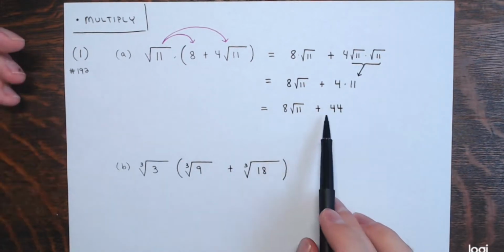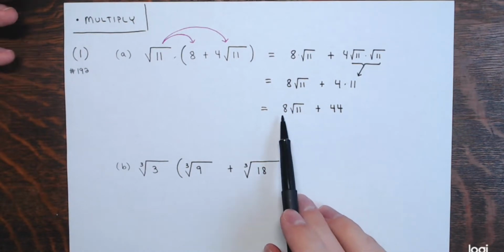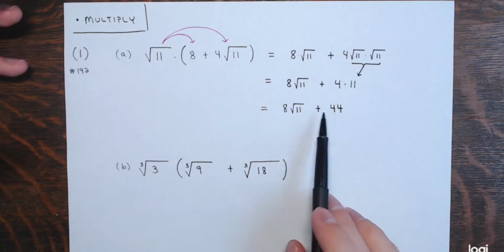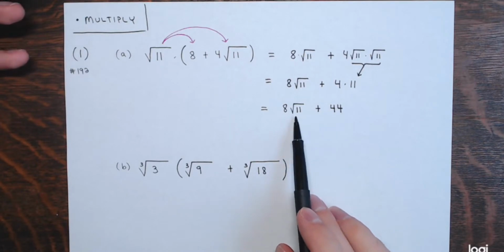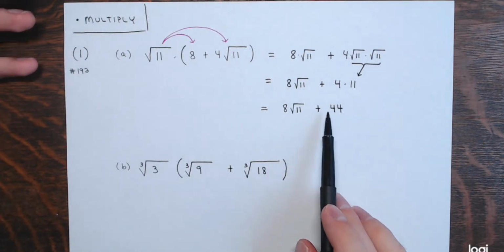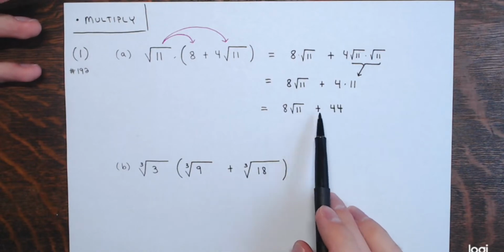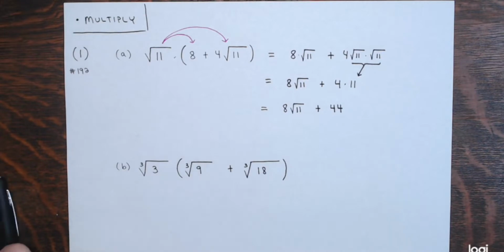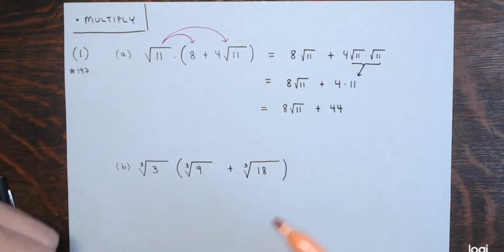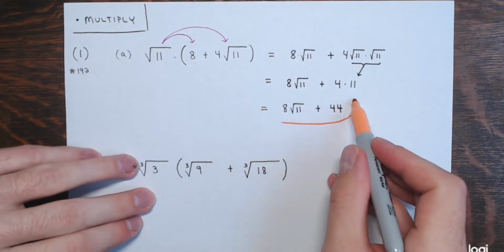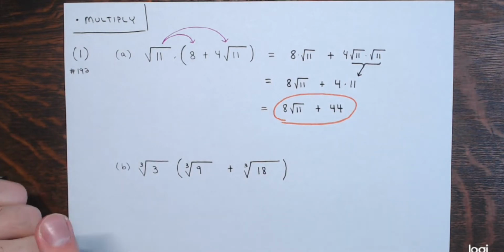And this is honestly as simplified as this gets, because you can't combine these. Don't put the 8 and the 44 together to make 52 times the square root of 11. You can't put these together because this term has the square root of 11 attached to it, and this term does not. So these do not have like radicals. You cannot combine these. And the radical is as simplified as it gets; the square root of 11 doesn't simplify any further. So this is as simple as this expression would get.